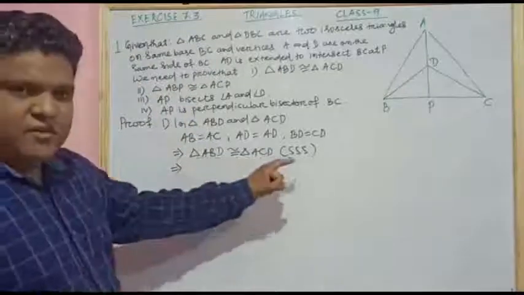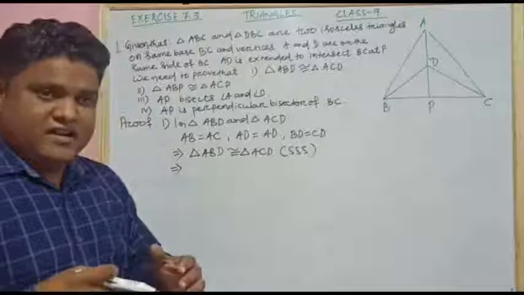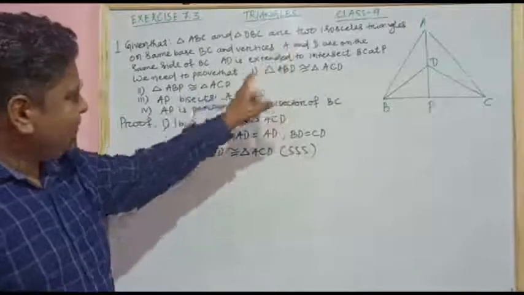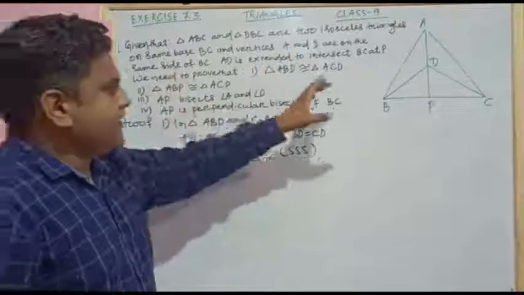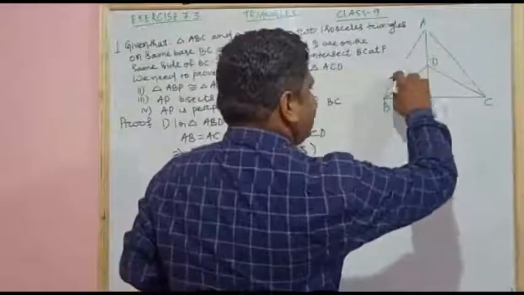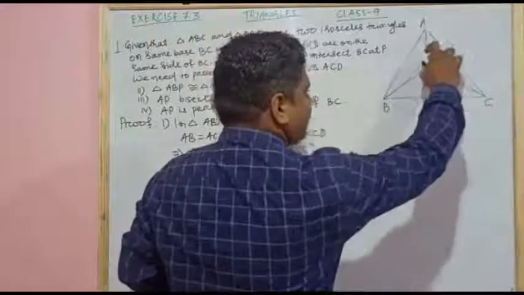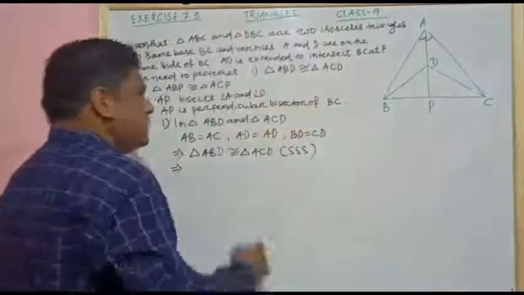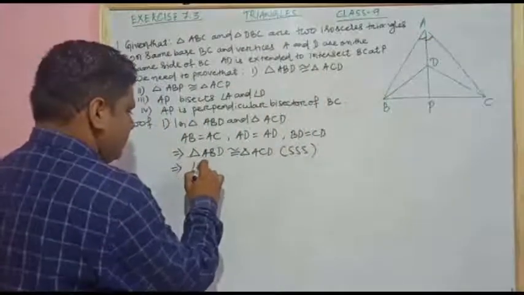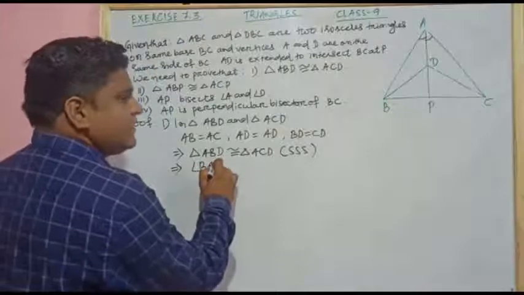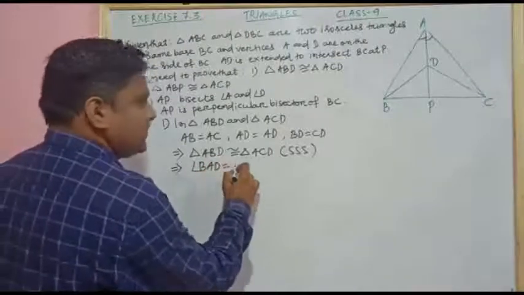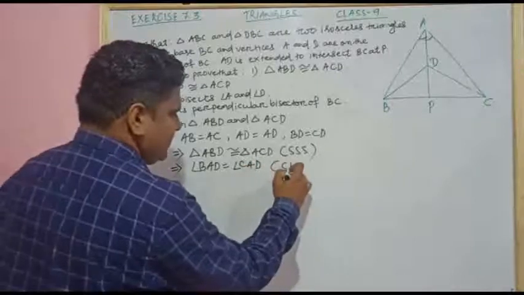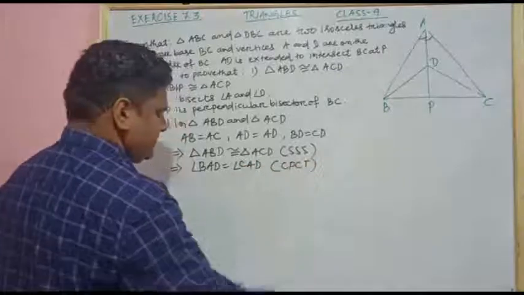The first bit is proved now, but we have to write the next step, which is necessary to prove the other bits of this number. That is, if triangles ABD and ACD are congruent, then we can write these two angles are also equal. So this implies that angle BAD is equal to angle CAD. This is called corresponding parts of congruent triangles.